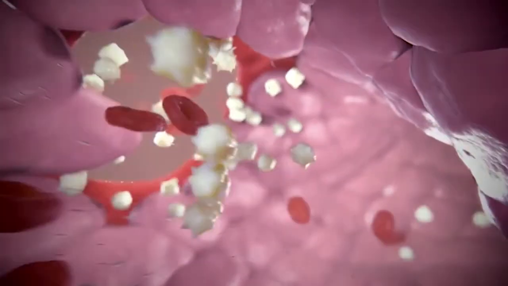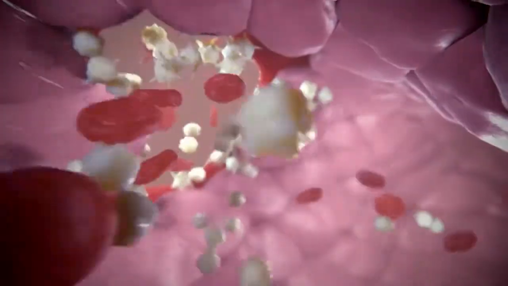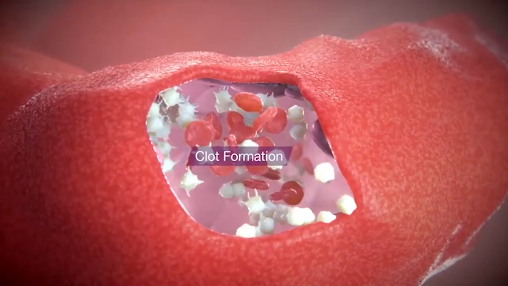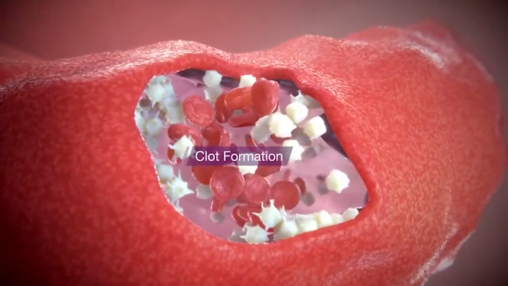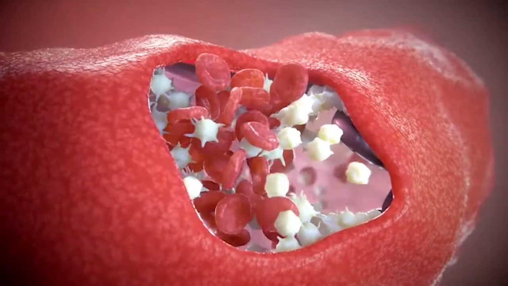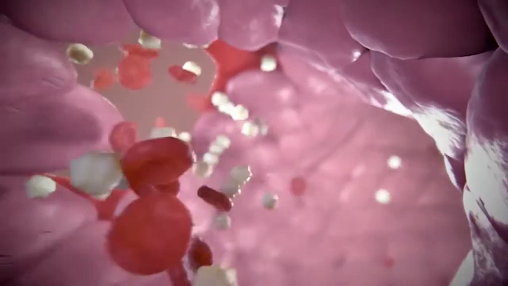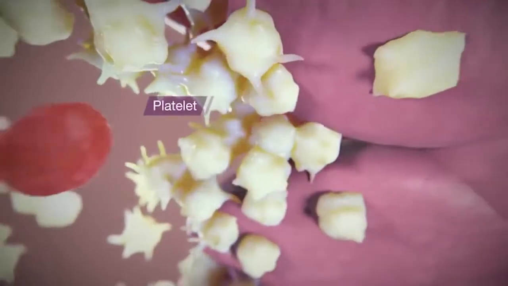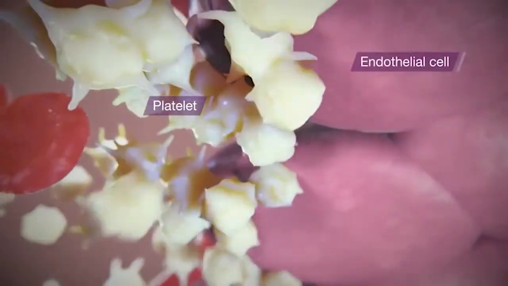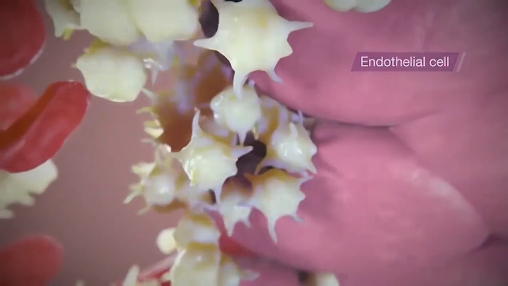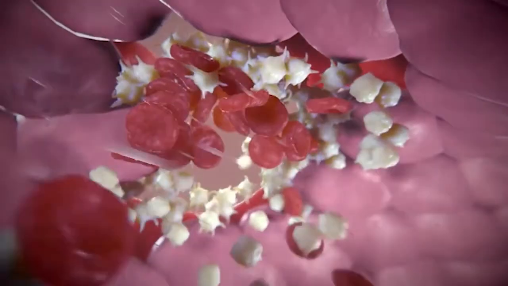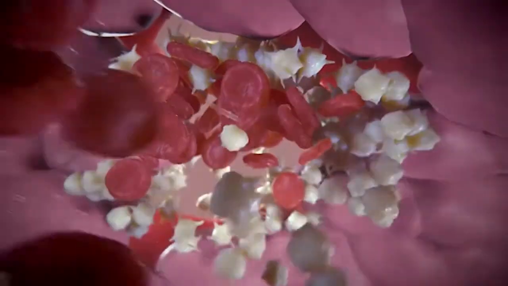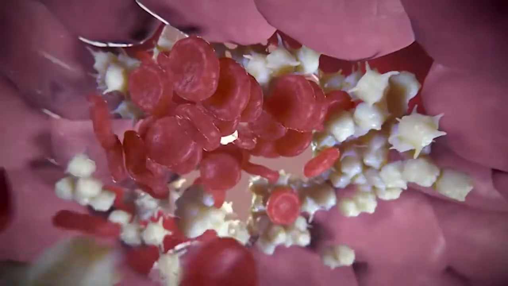In response to vascular injury, physiological hemostasis or clot formation occurs to prevent excessive bleeding. Clot formation is mediated by complex interactions between platelets, circulating clotting factors, and endothelial cells that line blood vessels. Following injury, a provisional platelet plug forms at the site to seal the wound.